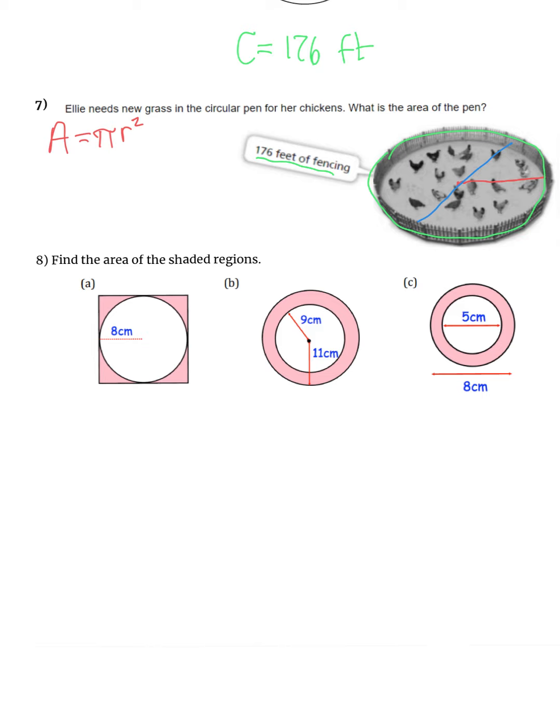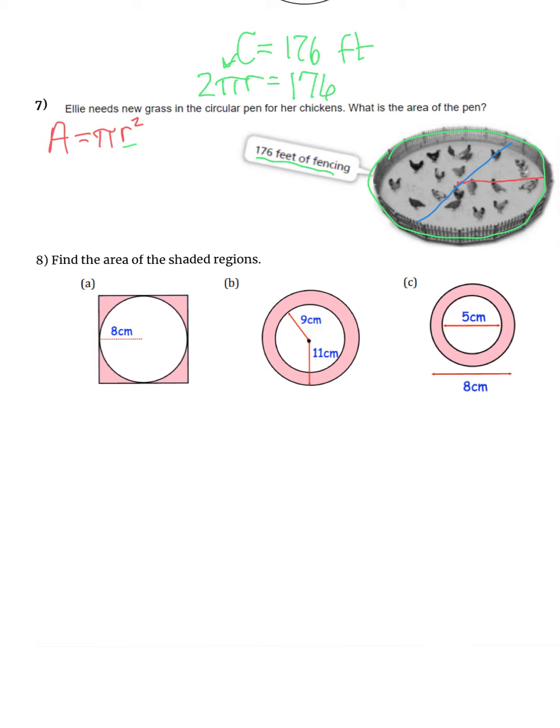Well, I'm going to use the information they're giving me about the circumference and the formula I know for circumference. There's more than one formula, but let's use this one: 2 times pi times r, because I want r over here. So 2 times pi times r equals 176. Now that I've written it this way, I realize I have an equation to solve.